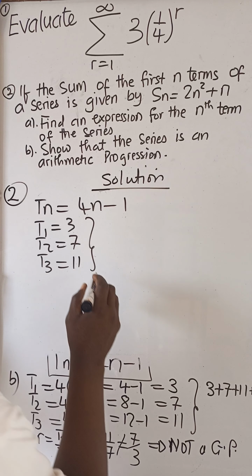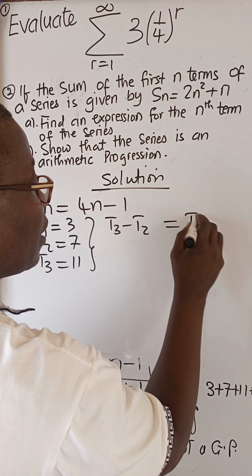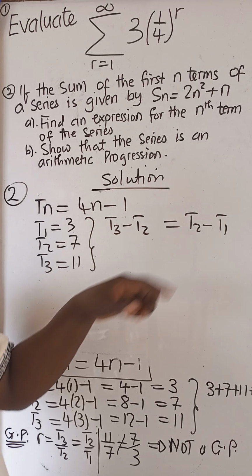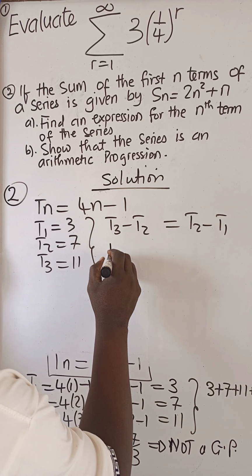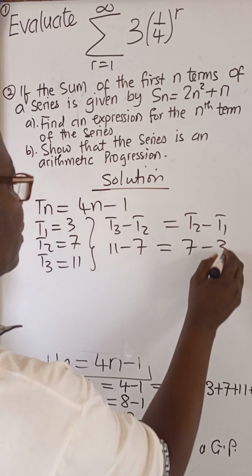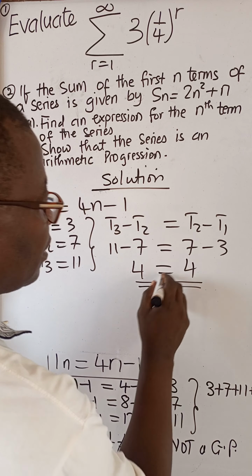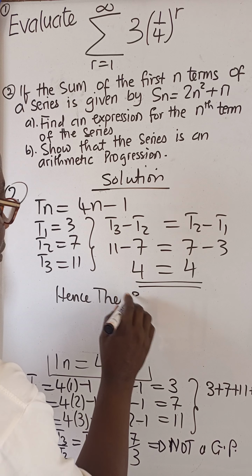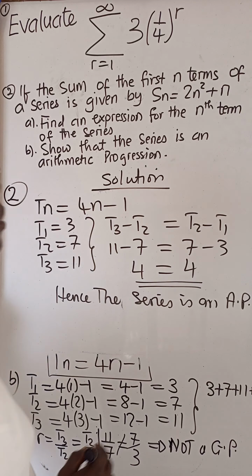Now, for an arithmetic progression, T3 minus T2 must give us the same result as T2 minus T1. If we don't have this equality, then it is not an arithmetic progression. Our T3 is 11 minus T2, 7. Do we have the same result when we take 7 minus 3? 11 minus 7 is 4, and 7 minus 3 is 4. So we see there is equality. Hence, the series is an arithmetic progression as required.